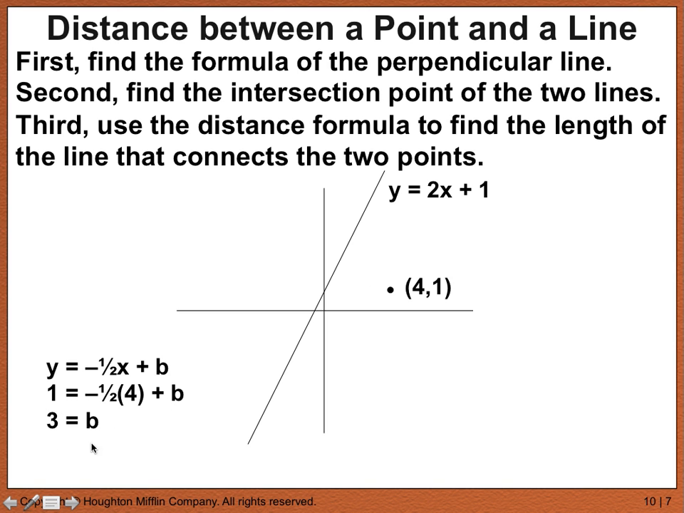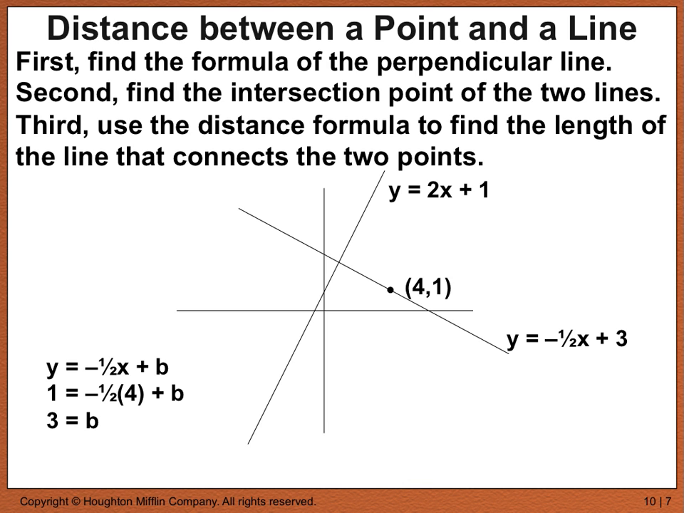My y-intercept is 3. Putting that together then, the formula for this perpendicular line on which the point (4, 1) lies is y equals negative 1/2 x plus 3. The negative 1/2 is the negative reciprocal of 2, and the 3 is the y-intercept, which I have found algebraically here on the left side of the screen. Alright, so we've done the first step in our strategy.